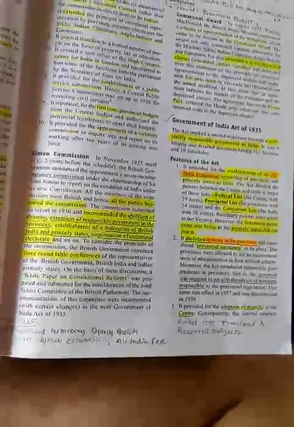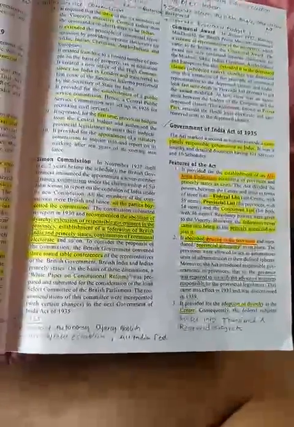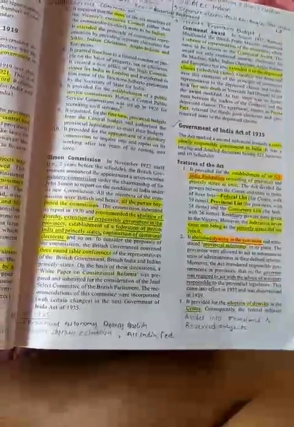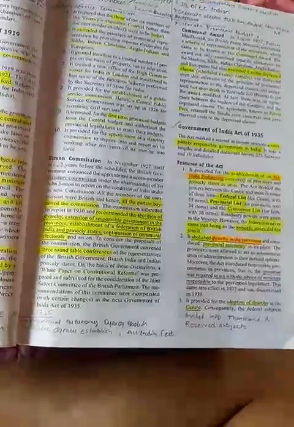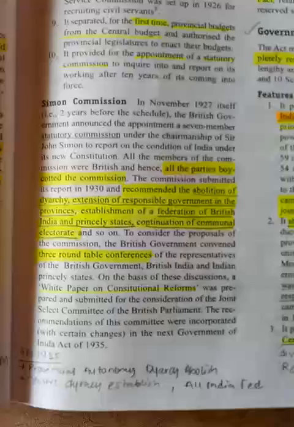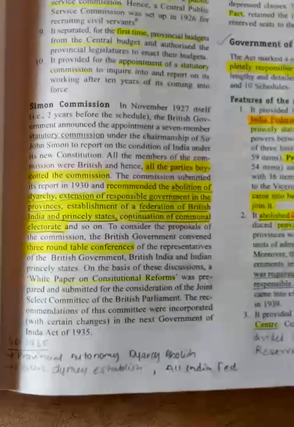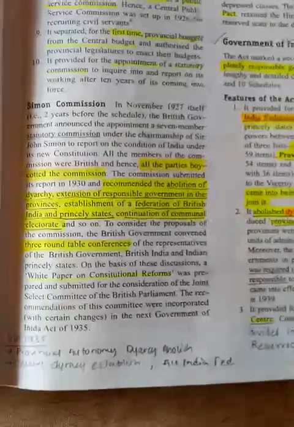It came in 1927 to look into the matter of working of this government. It recommended the abolition of diarchy, extension of responsible government in the provinces, establishment of federation of British India and princely states, continuation of the communal electorates, and so on.